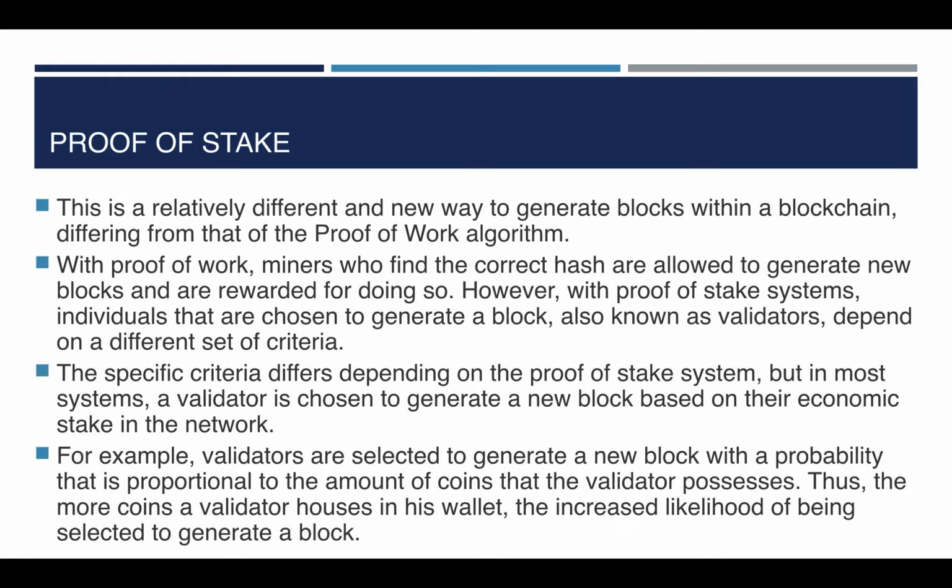Proof of stake is a system where miners or peers are chosen to generate the block, and these miners are called validators. You may ask yourself, who can be a validator? How are these validators chosen in the system? In a proof of stake system, validators are chosen to generate a new block based on their economic stake in the network. So if you have a higher stake, you have a higher chance of becoming a validator.